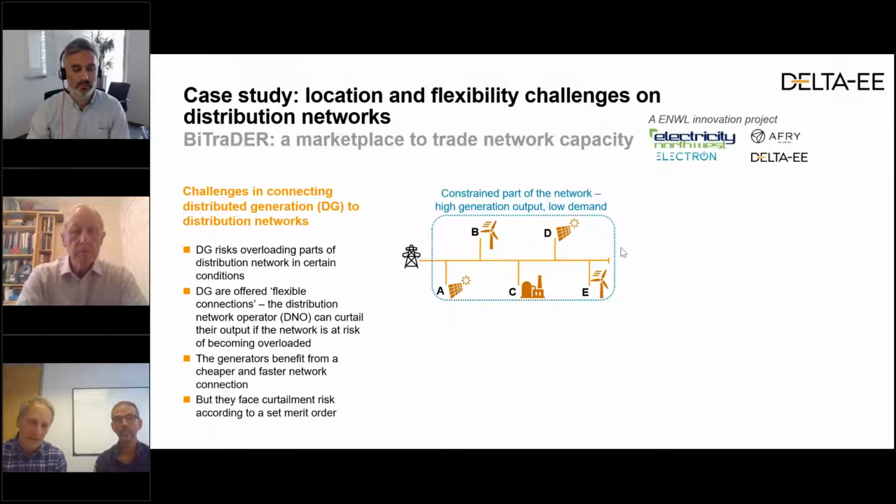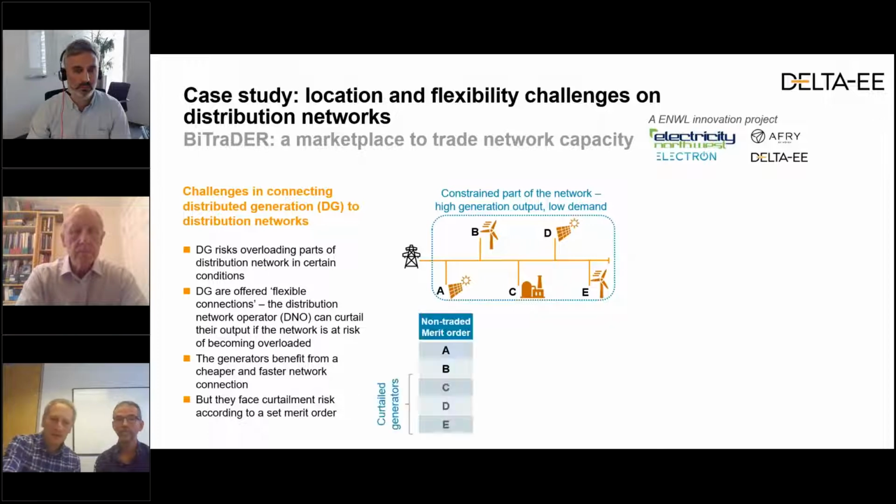So some of that generation has to be curtailed or switched off, and the generator may accept a flexible connection because it's cheaper and quicker to connect to the network rather than waiting and paying for a bigger network to be built. But the challenge is that some of those generators will be curtailed in a certain order when the network becomes full. And what a number of distribution network companies across Europe are doing is starting to use flexibility, so paying customers to turn up or turn down demand to balance the network.